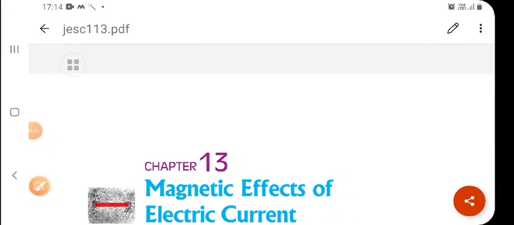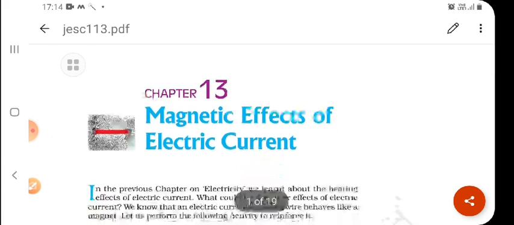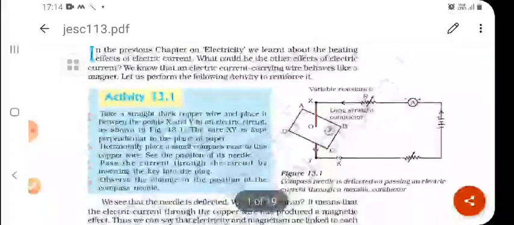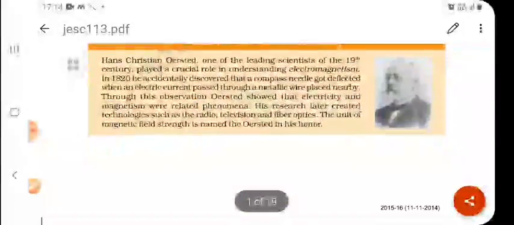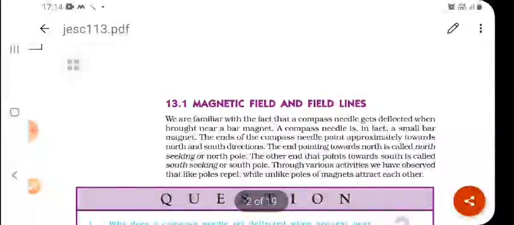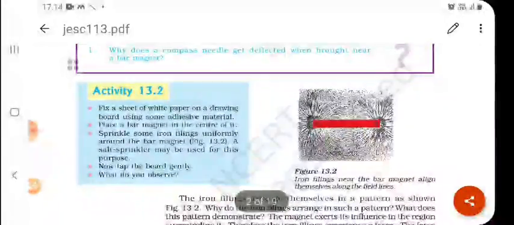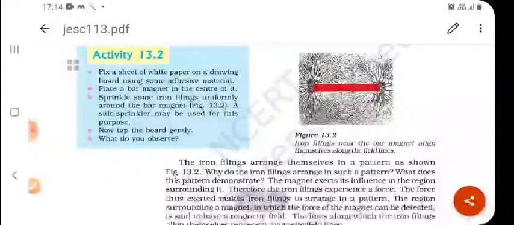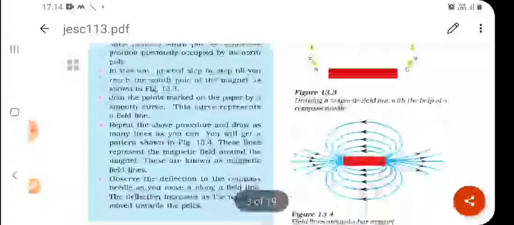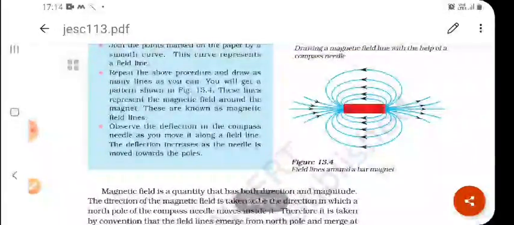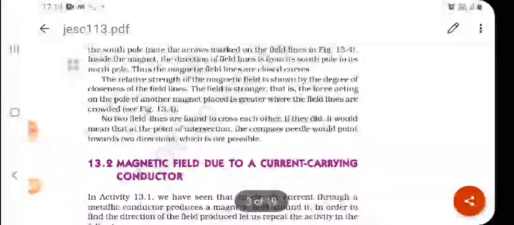Good morning, students. This is our second lecture on chapter 13, that is magnetic effects of electric current. In the previous class, in the first class, we studied the magnetic field lines, how the imaginary field lines form. And with the help of a bar magnet, we have seen the field line patterns around a bar magnet.